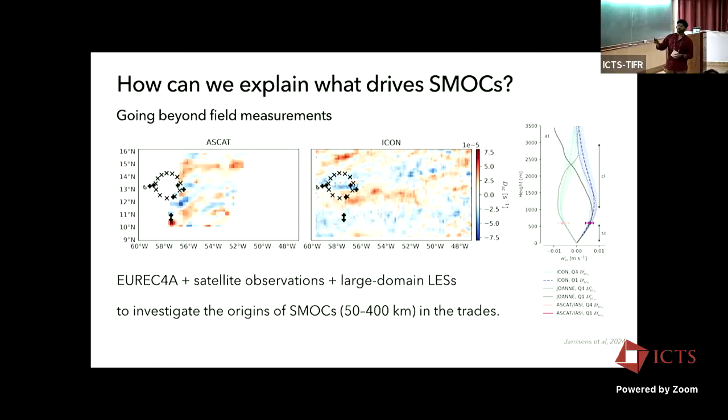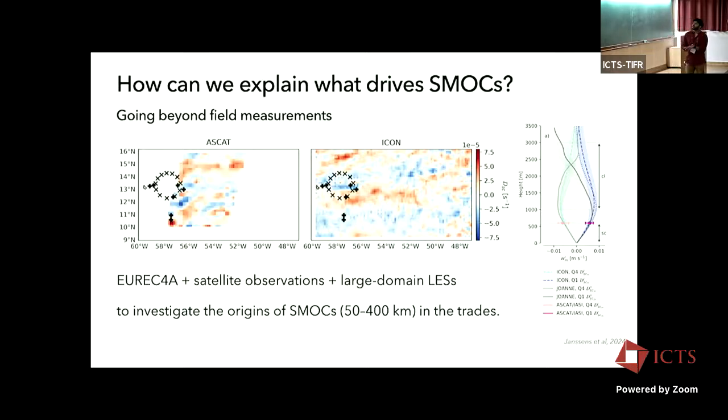Comparing that to the field observations, the circle measurements that I was showing, that also seems to fit quite well in those lines, which suggests that ICON is probably getting the distribution of the vertical velocity in the right scales.